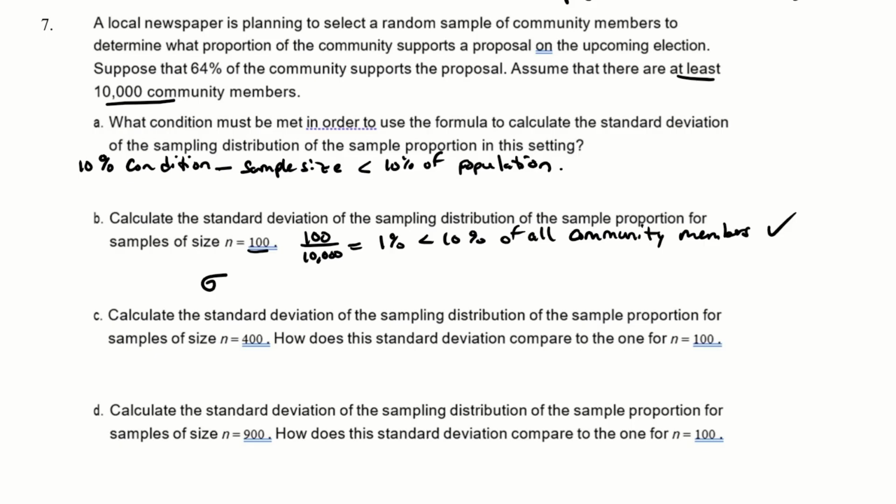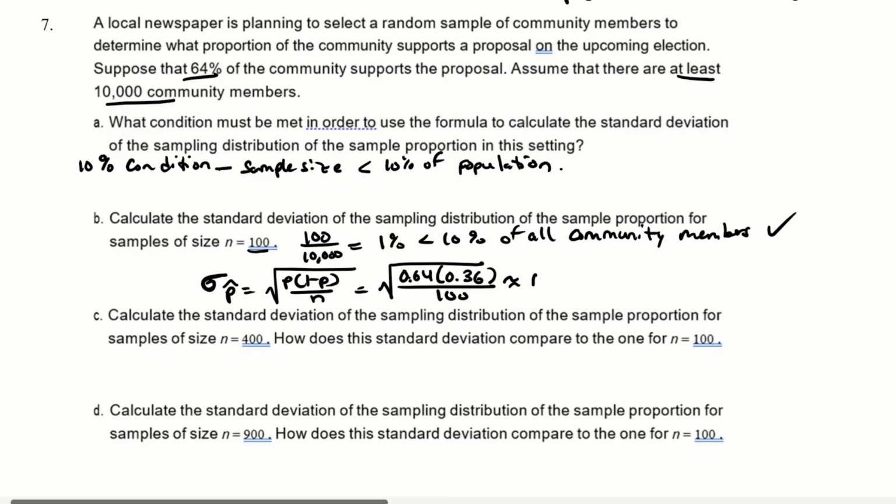Okay, so standard deviation of p hat is the square root of p times 1 minus p over n. So it's the square root of, and p is 64%, so 0.64 times 1 minus 0.64, which is 0.36, over n, which is 100. All right. Okay, so here you should get about 0.048.